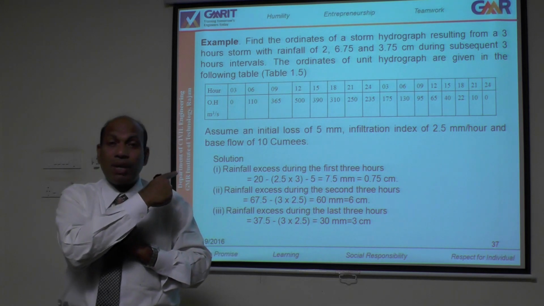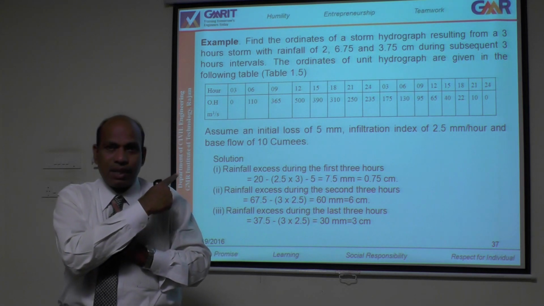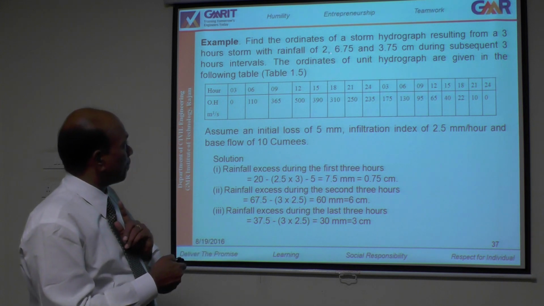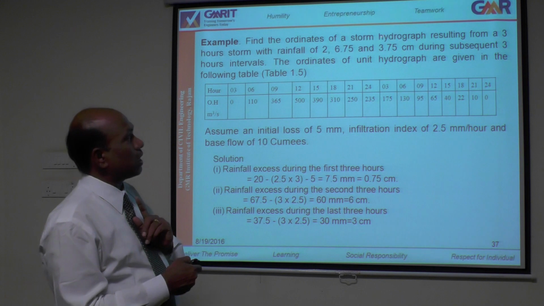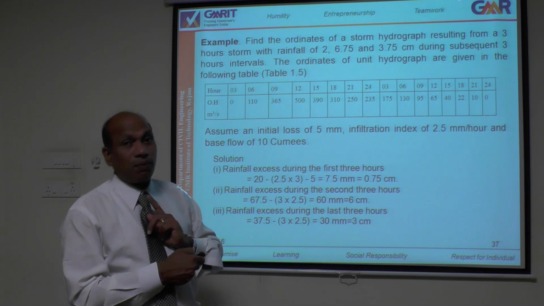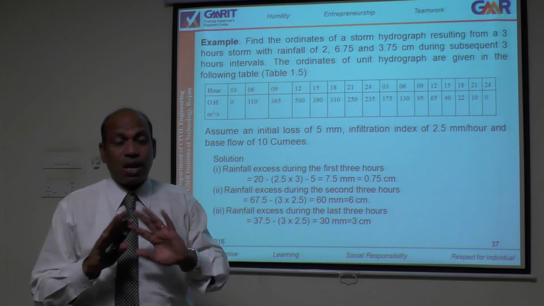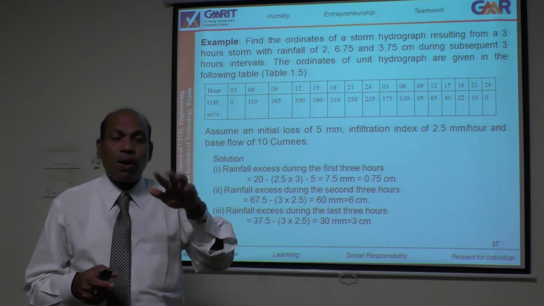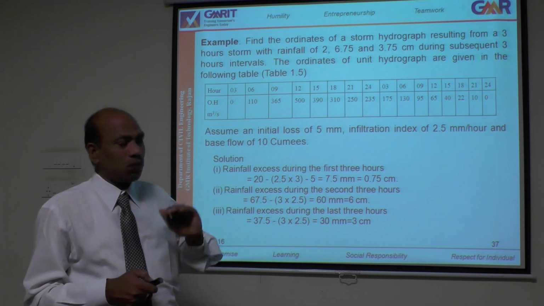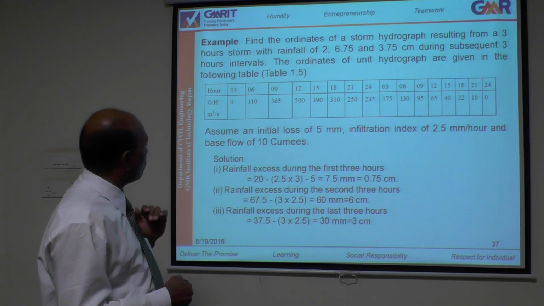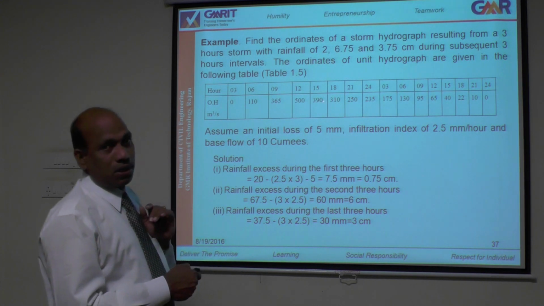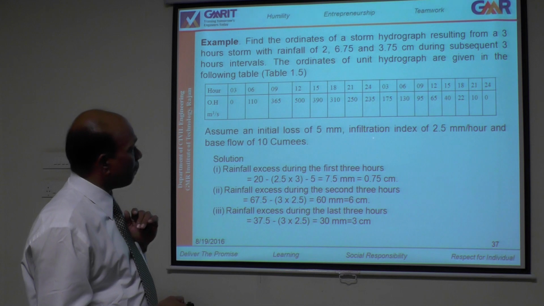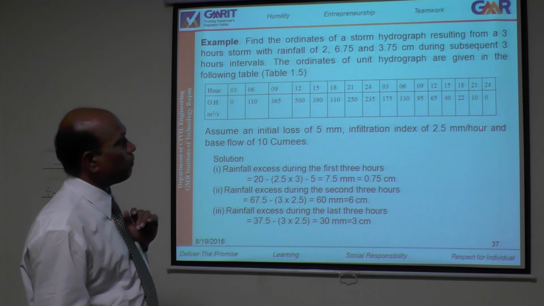But they have not given rainfall excess directly here. They have given rainfall depths 2 centimeters, 6.75 centimeters, 3.75 centimeters. This is the rainfall, not rainfall excess. This is not direct runoff. This is not a runoff value. This is the rainfall given here. Apart from that, what they have given here: the assumed initial losses are 5 millimeters. You know what the initial losses are. And also an infiltration index of 2.5 mm per hour.